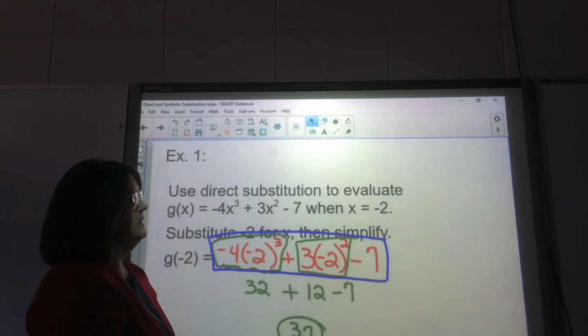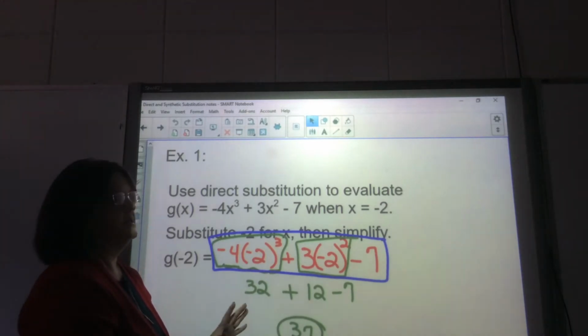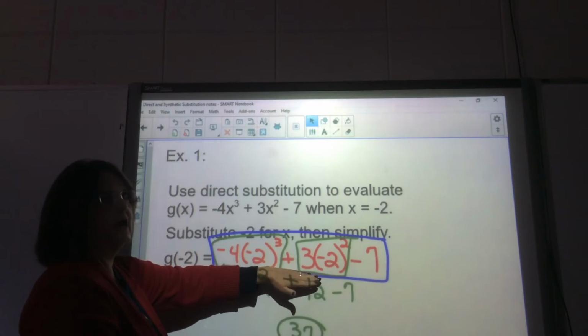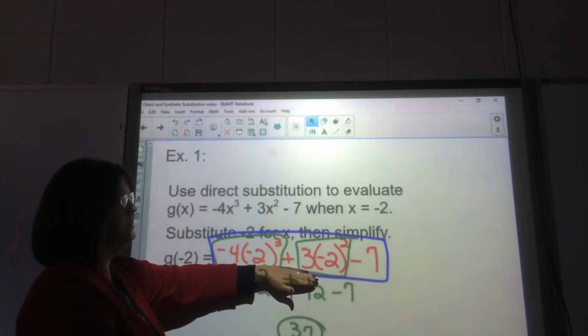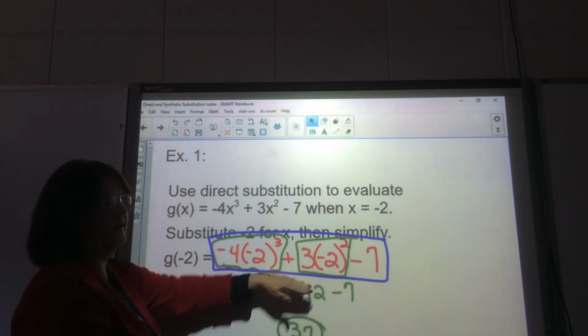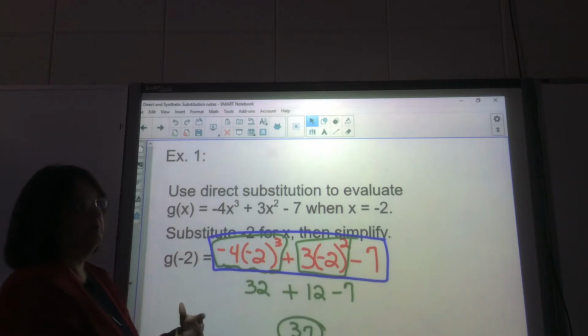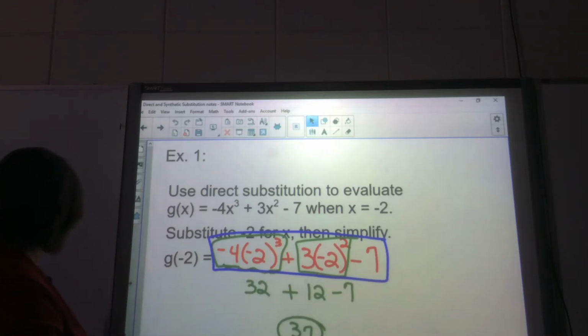If you are doing this on your test, I need to see this. I need to see this part in order for you to get partial credit. If I see nothing, you don't get partial credit. You need to show me what you're doing.